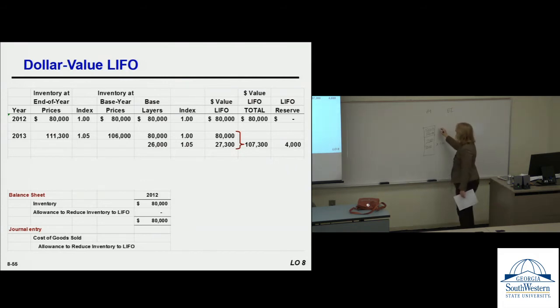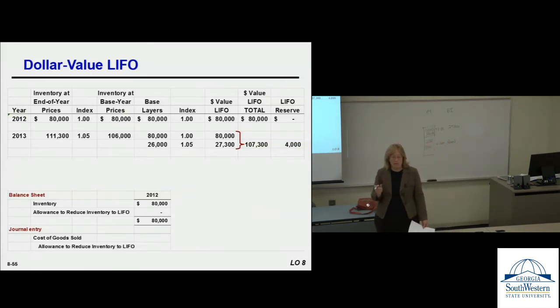And then we multiply this one times 1.05, and we get 27.3. Then this is the value of our inventory at the end of 2013. So at the end of 2013, our inventory value would be 107.3. You see how this 107.3 is less than the end of year price that we started out with, the 111,000, and it's less by $4,000. And that's the amount of our LIFO reserve. That's the amount that we would make a journal entry for.